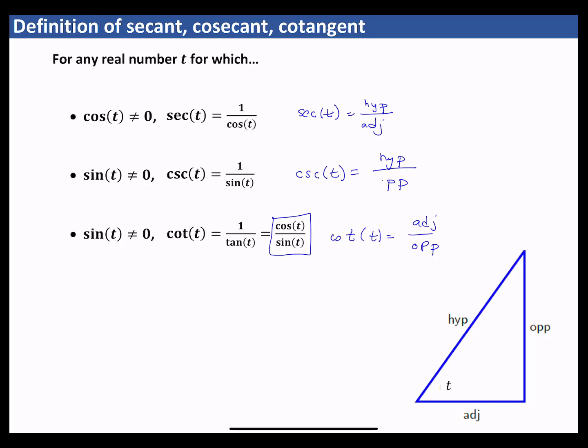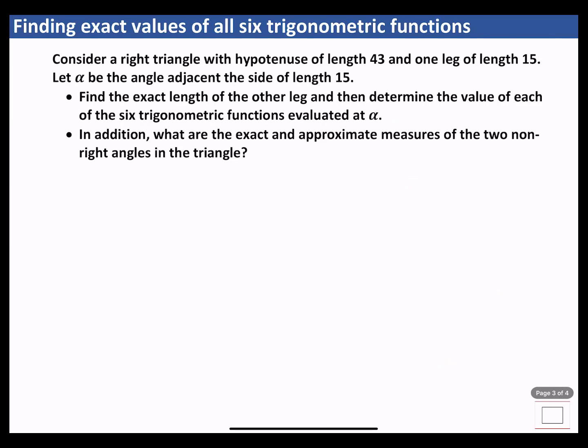With these three additional trigonometric functions, we now have expressions that address all six possible combinations of two sides of a right triangle in a ratio. Let's practice finding exact values for all six trig functions now.